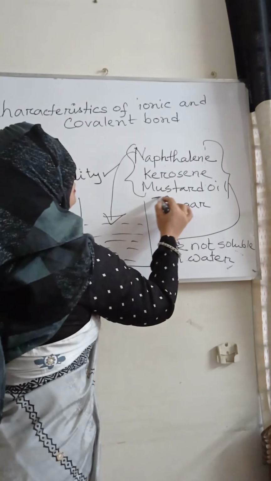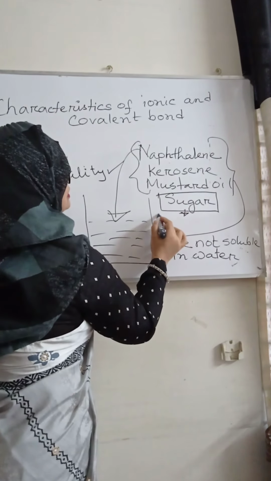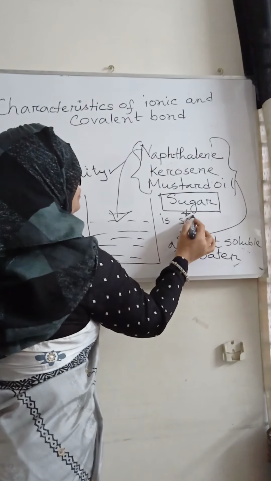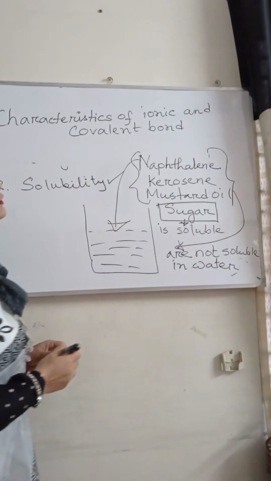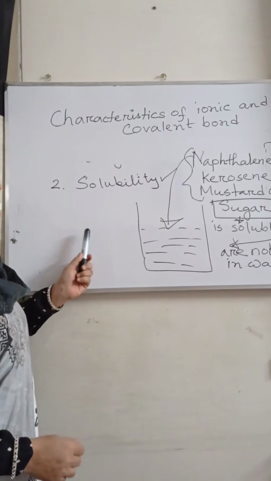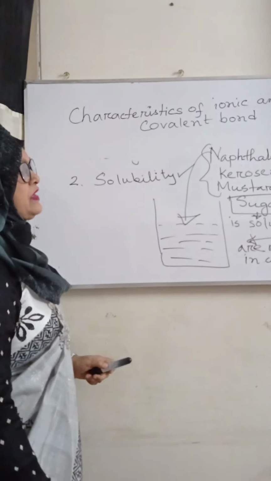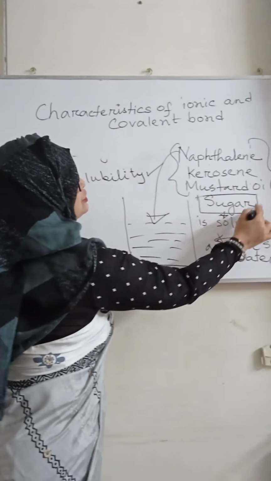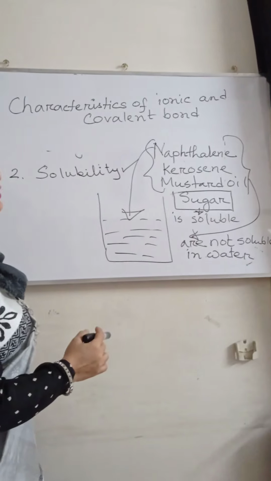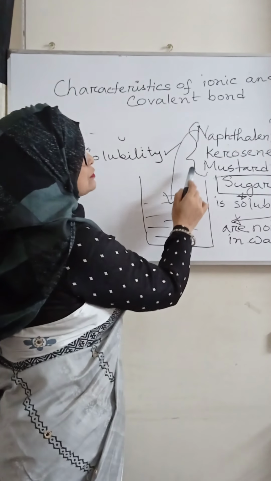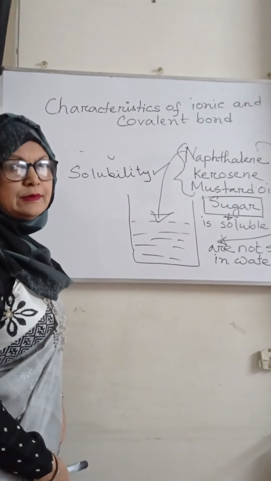but sugar is soluble in water. So from this experiment, we can also conclude that apart from some exceptions, here sugar is an exception, covalent compounds are not soluble in water.